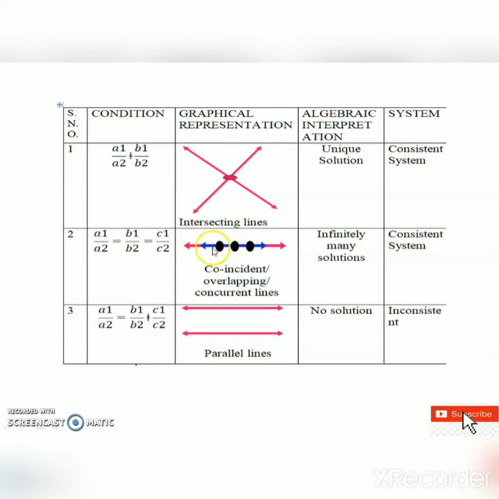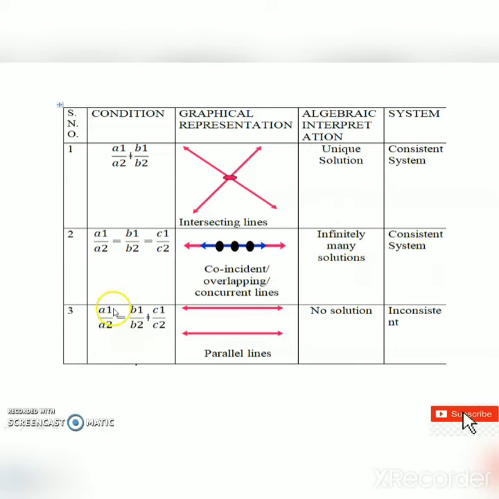So if I observe here also, on one line I have another line. So I will have common points, right? And there can be many points. Here for simplicity I have drawn only 3 points. But when one line is lying on another line, you can have many points. So that is why infinite. Infinite means many. So whenever we have coincident, concurrent or overlapping lines, we'll have infinitely many solutions, and as solutions are there, the system is consistent.